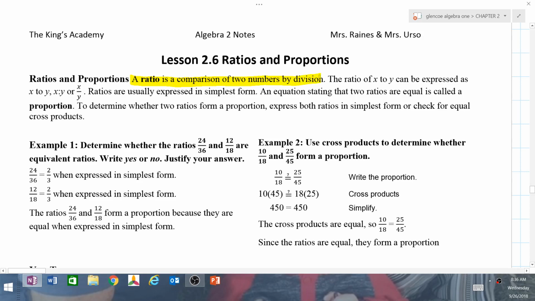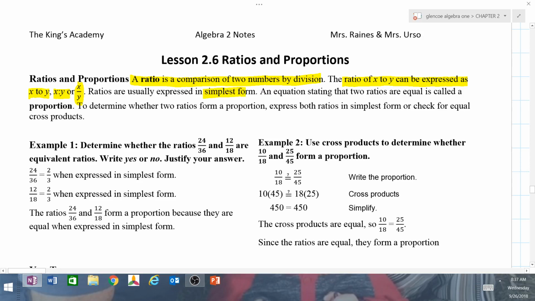The ratio of x to y can be expressed three different ways. We can write it with the word "to," x to y, with a colon, and most commonly, we write it as a fraction, x over y. Please remember, we express ratios in simplest form.